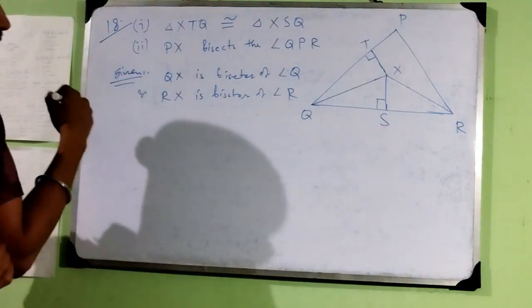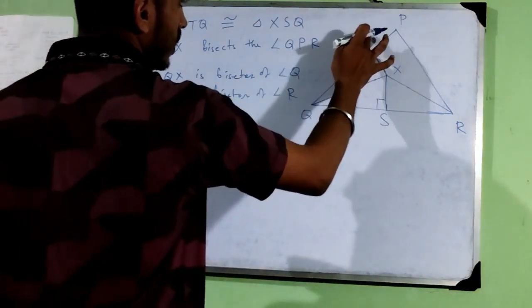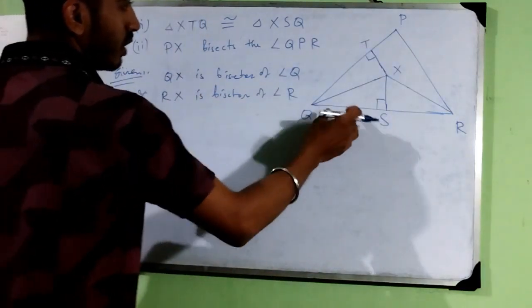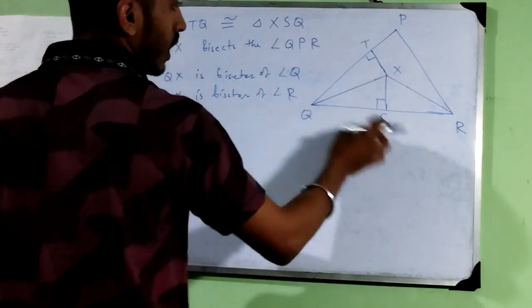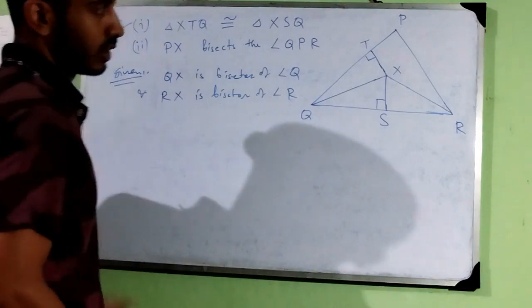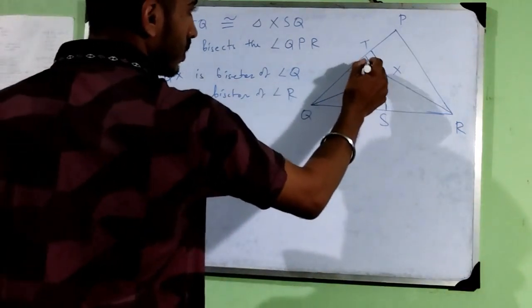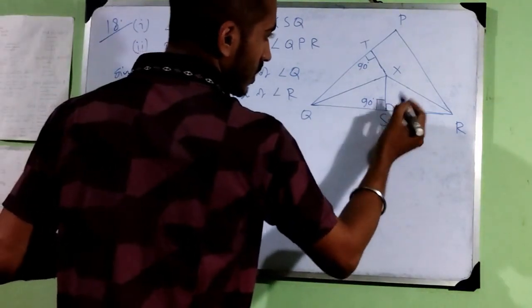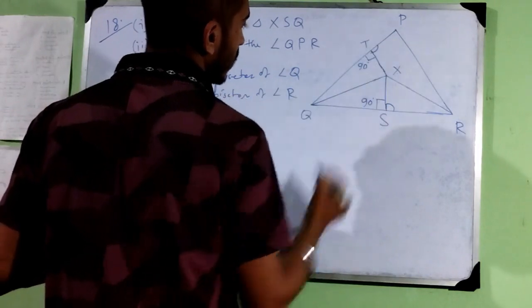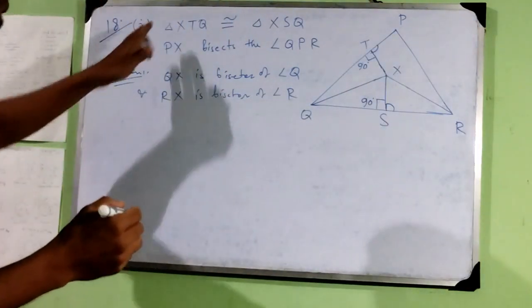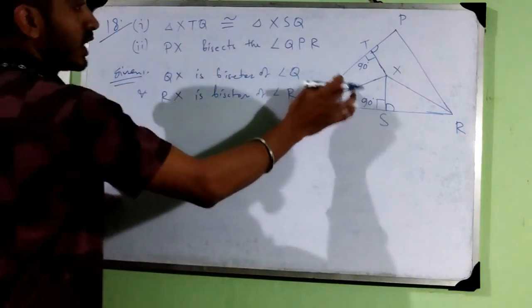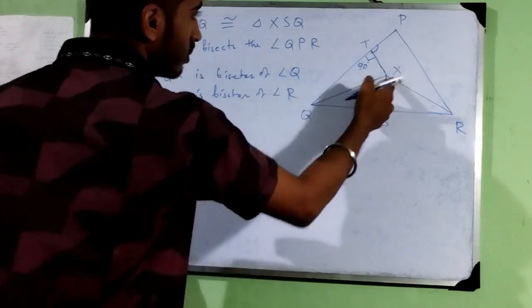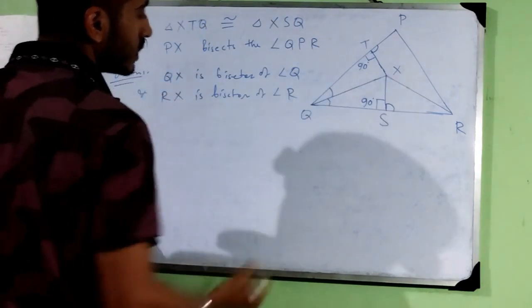And it is given that TX and SX are perpendicular to PQ and RQ respectively. This is 90 degrees, this is 90 degrees. So this angle will be 90 degrees also, and this angle also 90 degrees. At first we have to show that this triangle and that triangle are congruent with each other. It is a bisector, so these two angles are equal.